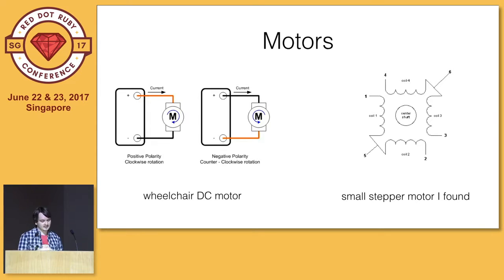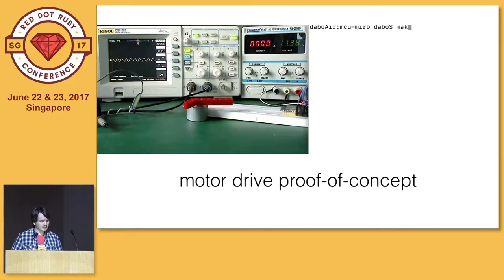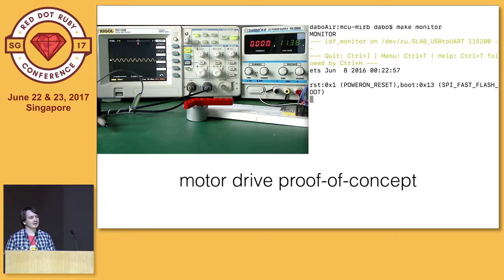Sadly, I didn't have something like that at home except for the wheelchair, so I played with a smaller stepper. A stepper motor is essentially a motor where you have coils you control individually, and the direction is controlled by choosing which coil to activate. So I made a small demo, and for that I obviously used MRuby.